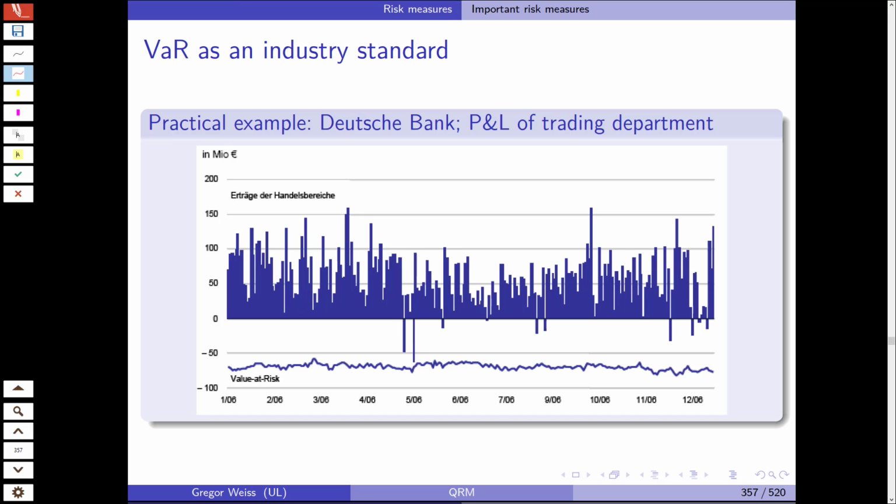This is the P&L of the trading department of Deutsche Bank in 2006, before the financial crisis. And what is done here is they're showing the profits and losses on a daily basis. And you can see the value at risk estimates for each day. And as you can see, they came close to having a loss as forecasted by the value at risk. But fortunately for Deutsche Bank in 2006 at least, they never crossed the value at risk.